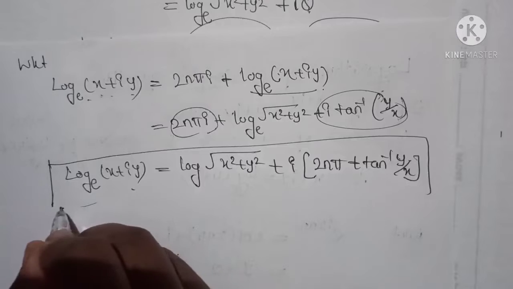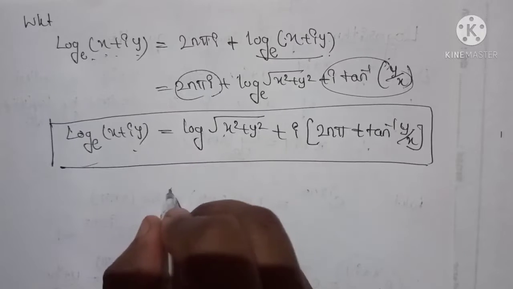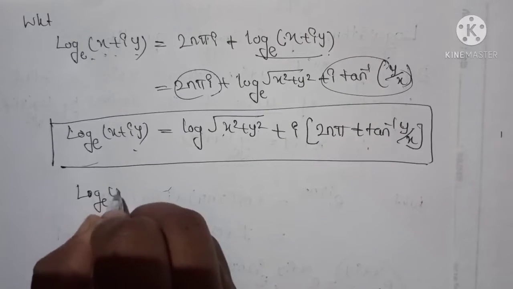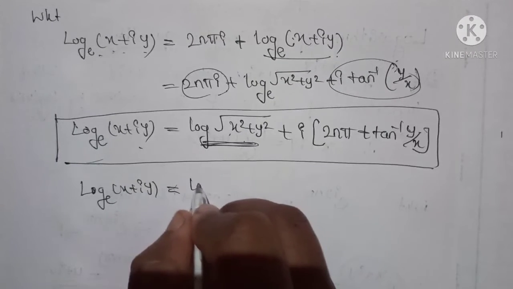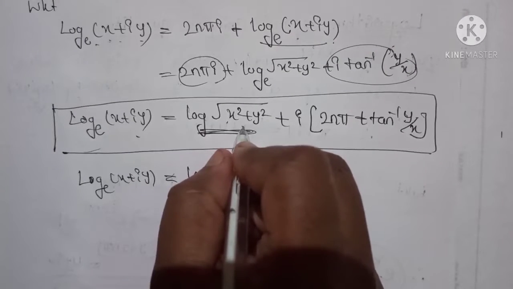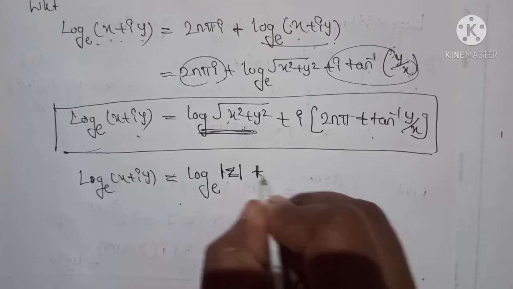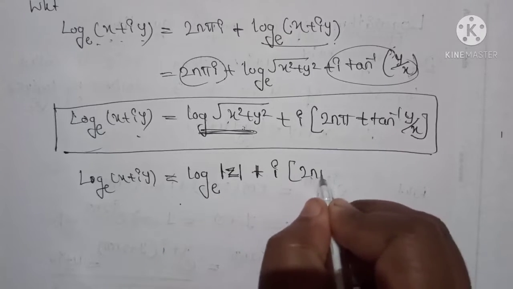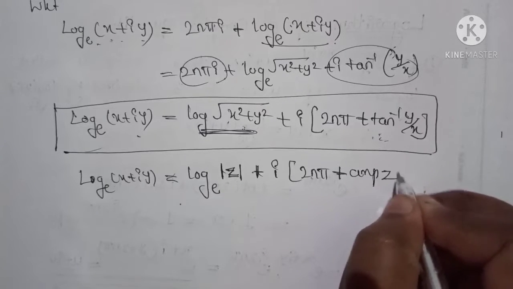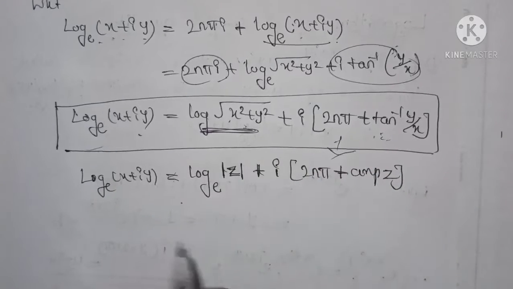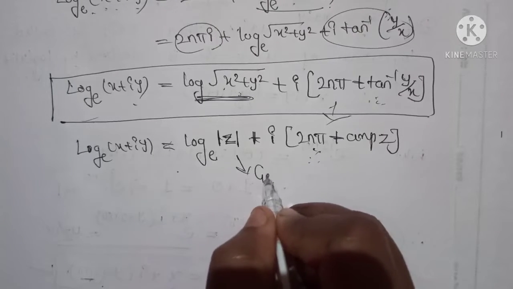So you must remember this formula for solving the problems. Sometimes it may be represented as log of x plus iy is equal to log of square root of x square plus y square, which is the modulus of the given complex number, mod z, plus i times 2n pi plus tan inverse of y by x, which is the amplitude of z. Both are the same. If I substitute n equals 0, we get the principal value. So this is the general value.